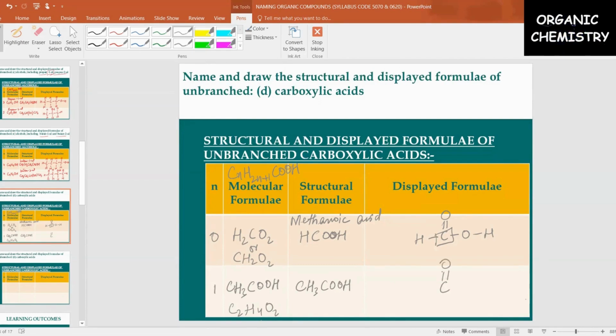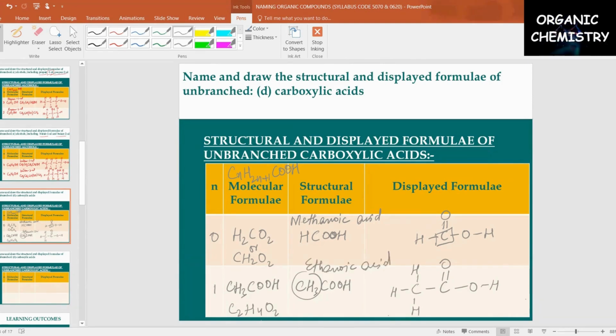Displayed formula: first of all, draw the carboxyl group. C double bond O, O bond H. Now we are left with only one CH3, so I will place it on the left hand side. This carbon is bonded to 3 hydrogen atoms: 1, 2, 3. Its name is ethanoic acid.